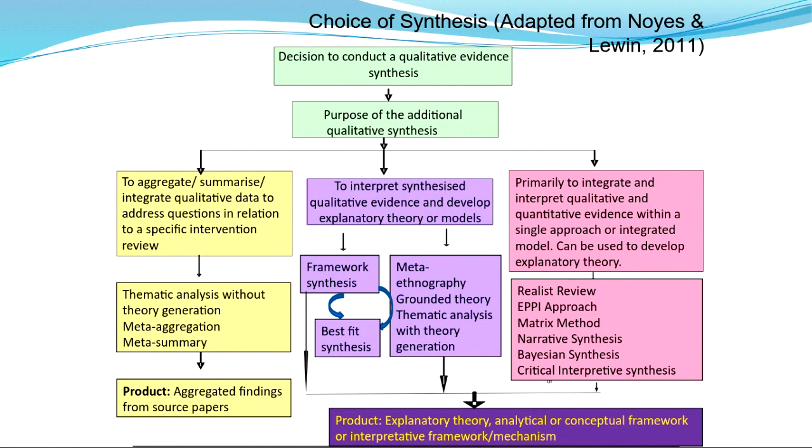If, however, we're wanting to generate theory or to develop theory, then methods such as framework synthesis, which tests a theory in the form of a framework, or meta-ethnography or grounded theory that tries to generate theory from a blank page, if you like, become more useful. And a further possibility is that we may want to bring together the quantitative and the qualitative evidence, and that's seen in the pink pathway here on the right-hand side, with such methods as realist review and critical interpretive synthesis.